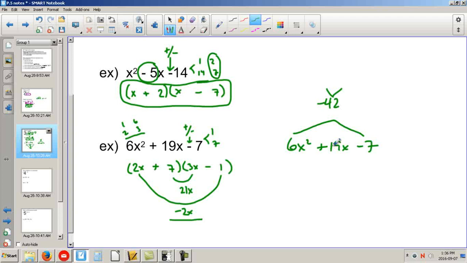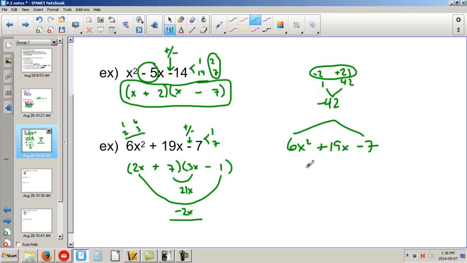Okay, so we got the 42 and we've got to split it in a way that'll get us the 19. Because this is going to turn into a factor by grouping type of situation, we have to go through all the different ways in which we could split that. If we think about all the different ways that 42 can split, it could be 1 and 42. It could be 2 and 21. And right here, if we make the 2 negative and the 21 positive, because it's a negative 42, we see we have the 19.